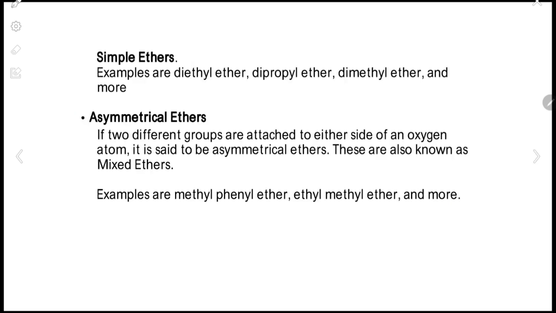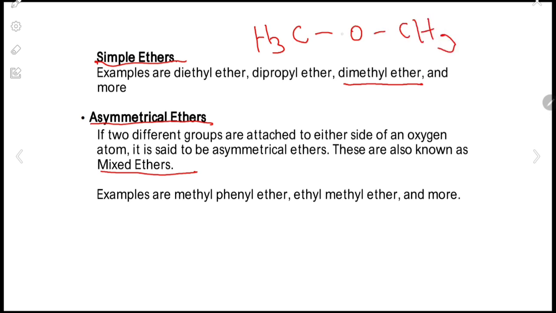We will just identify which are the types of ethers. Some are simple ethers and the others are asymmetrical ethers or mixed ethers. Simple ether is dimethyl ether. For example, here you have CH3, then O, then CH3. So you see that in both cases, you have a methyl group attached on both sides of this oxygen. So it is dimethyl ether.